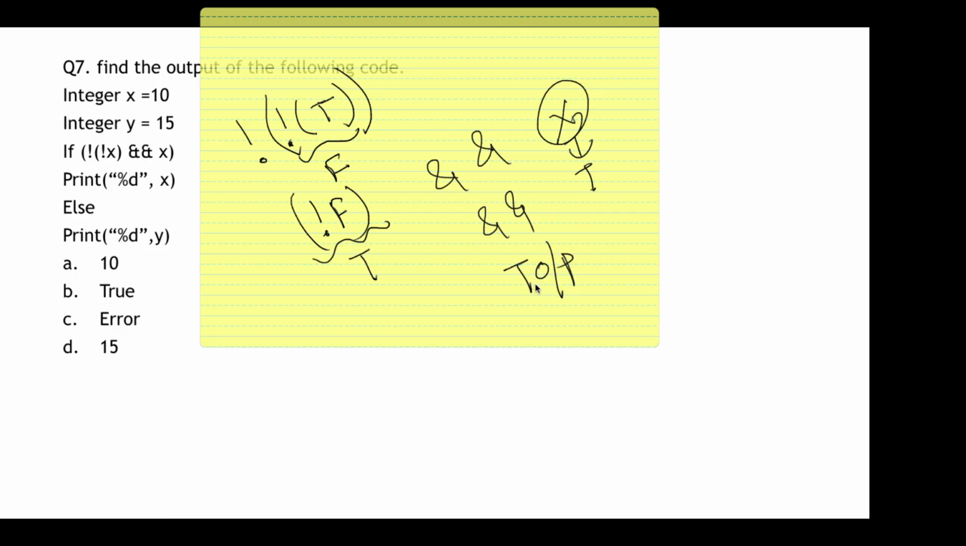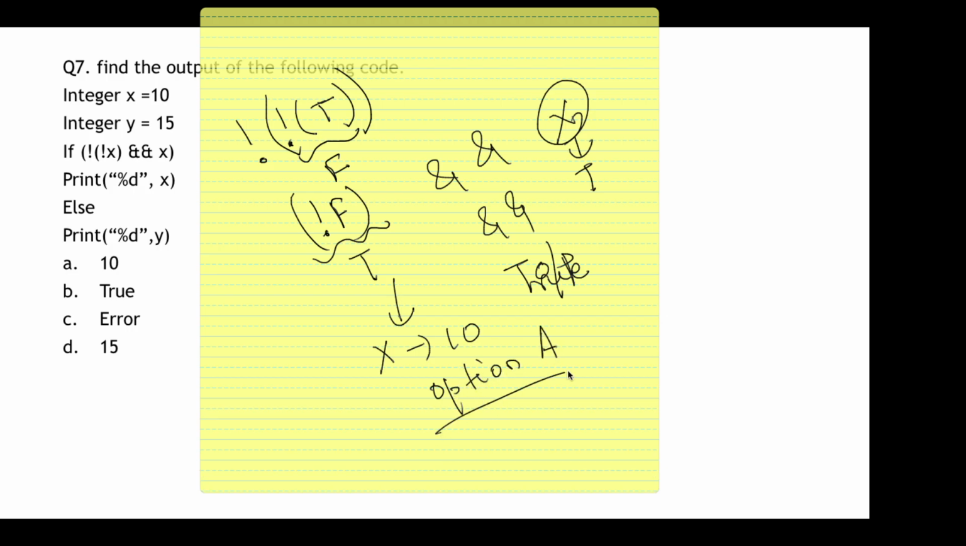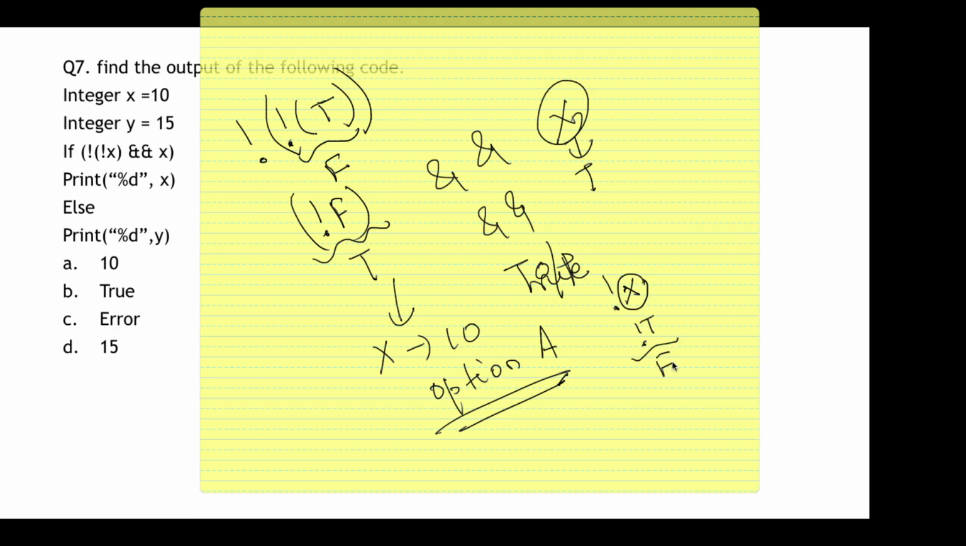This is the output. Output is true. So what will it print? It will print x. X value is 10. So our answer will be option A. Always remember that if an x value is given and not is added before that, the value individually is true and not of that means the value becomes false. And if there is another not in front of that, then not of false again becomes true. So first solve the inner bracket, then solve the outer bracket. Then only you'll get a correct answer.